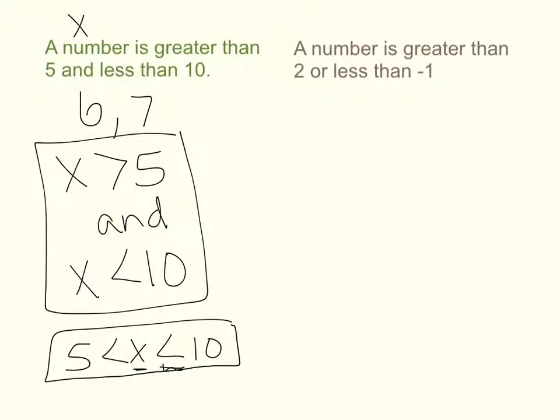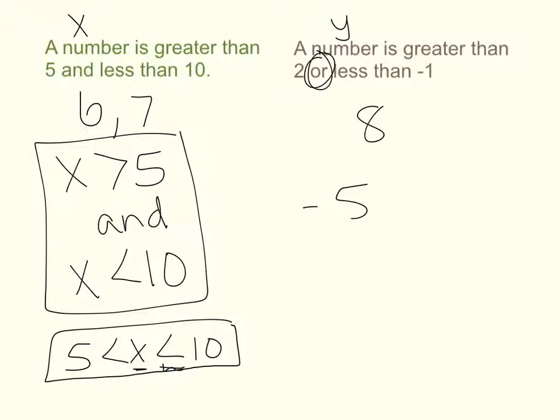And then we have an "or". A number is greater than 2 or less than -1. So I'm going to let y be a number. This number can be greater than 2 or less than -1, so it has to fulfill one or the other. So like 8. 8 is greater than 2. -5. -5 is less than -1. Both of them work because this is an "or" statement. It has to be true for one or the other statement.